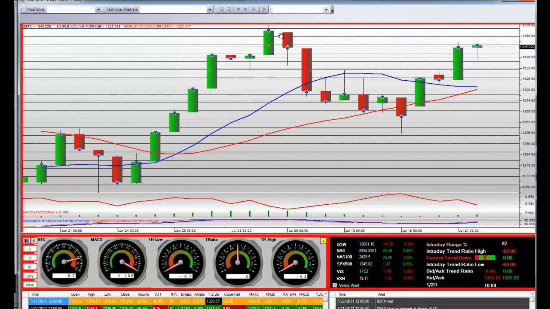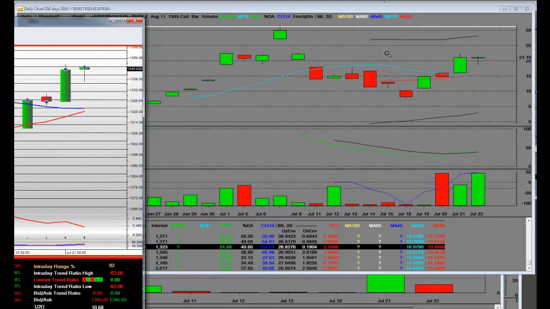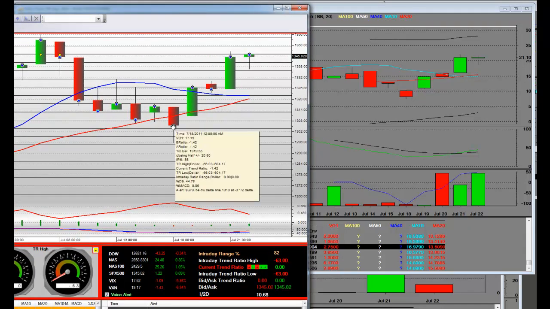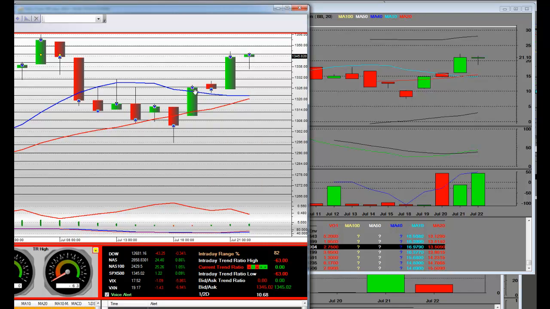So here we are in the S&P 500, and the thing about it is, if I'm looking at this 1345 call, I know where the S&P was when it was down here. That hit the intraday low below 1300. That was the neckline. It got right back above it, but look at that buy. Bam. And look at the contracts.